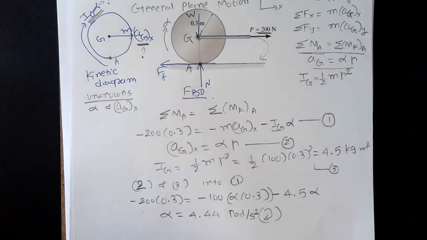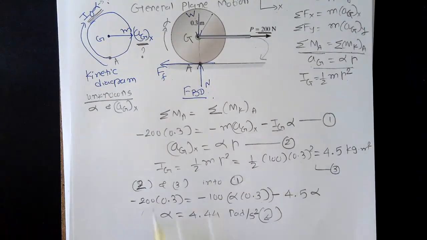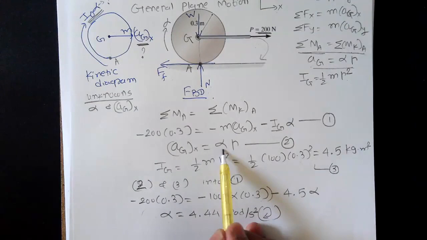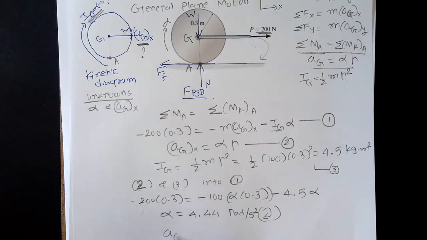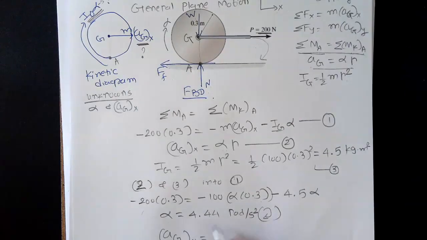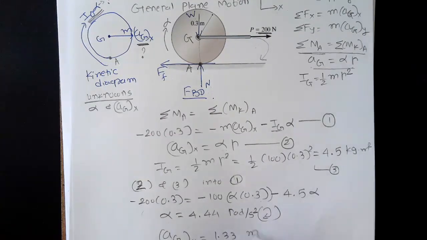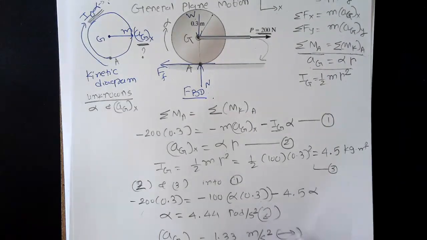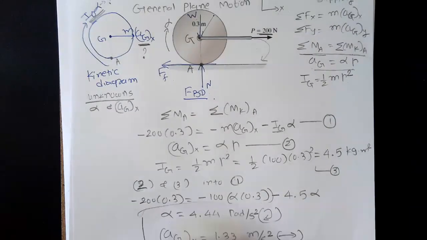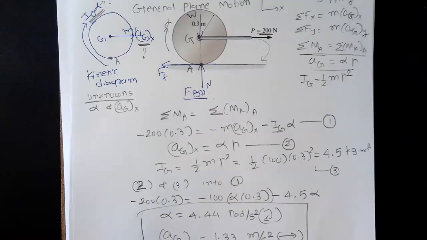And then when you substitute alpha in equation 2 and multiply that with r, we get our second unknown, AgX, the acceleration of the mass center of the wheel, and that is 1.33. This is linear acceleration, so the unit is meter per second square, and it's going right. So we have our two unknowns, we have solved for them.